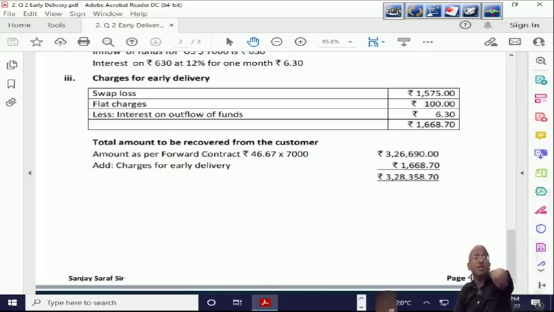Now this is to be remembered. If you are preparing for the exam, remember that they don't do rounding off even if the interest amount comes to a small amount. This is to be remembered. This is not a concept. Okay, that is early delivery.